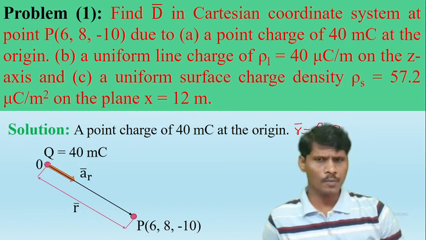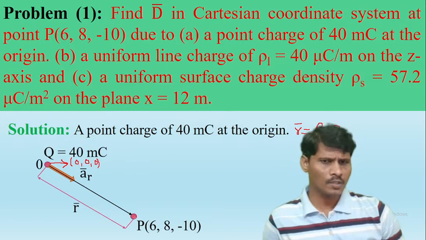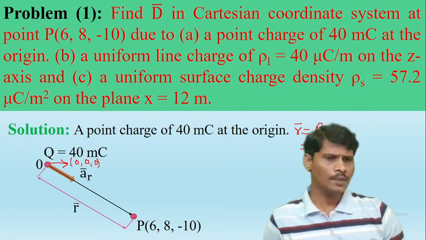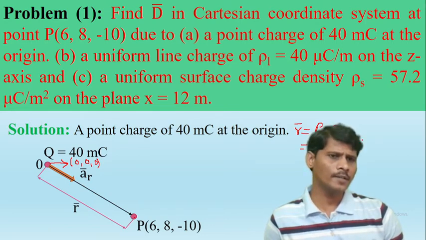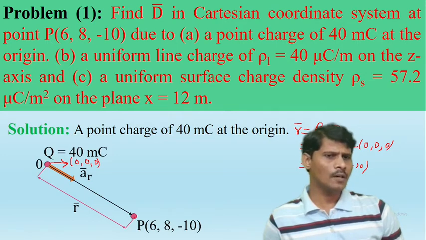And this is the origin point. Now what is the coordinate point? (0, 0, 0). The flux density is calculated at the point P, so this coordinate point minus this coordinate point. So r bar is equal to, the point P is (6, 8, -10), and the origin is (0, 0, 0). That is 6 minus 0, 6; 8 minus 0, 8; -10 minus 0, -10. So this is the r bar.